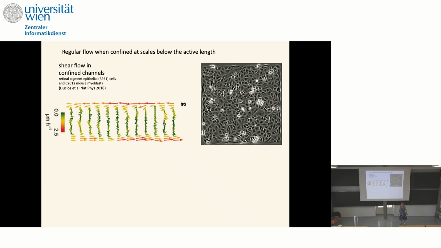But what they did, which was lovely, is match it to the theory. You can solve exactly what's happening in a channel. You can solve for the flow profile of an active system in a channel, and it matches these cells pretty much exactly, which was a lovely justification that these are acting as an active nematic.